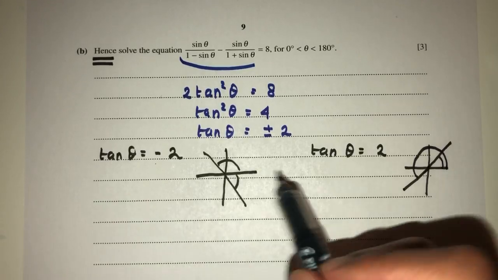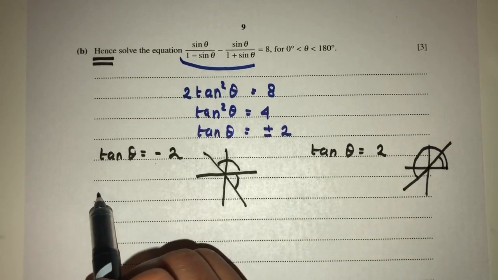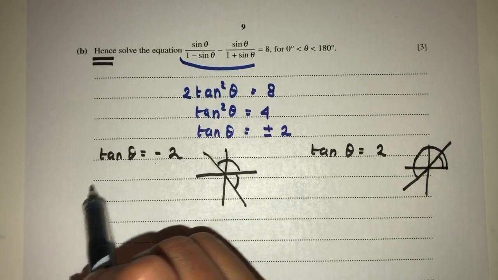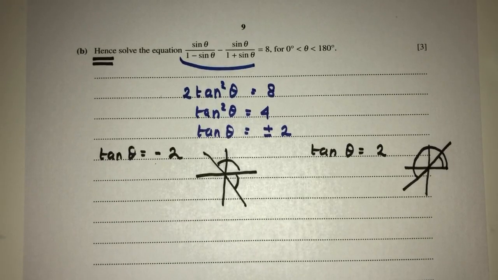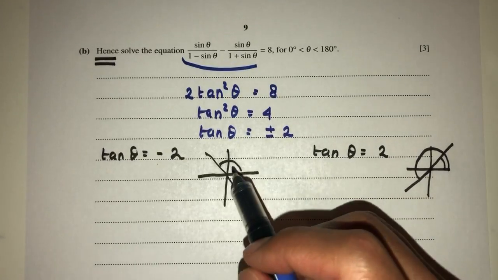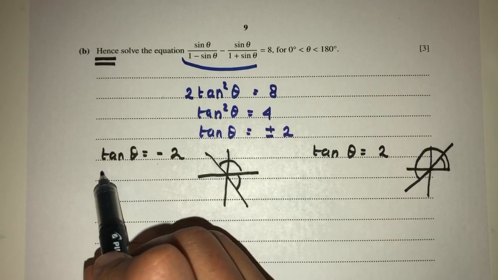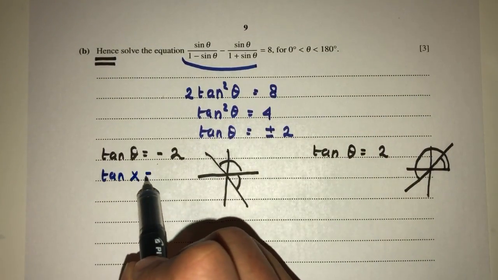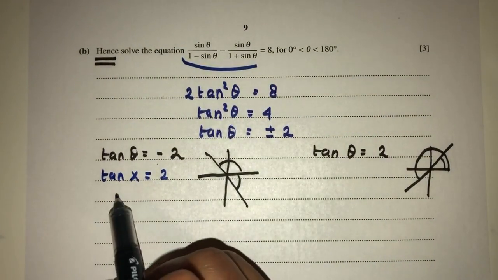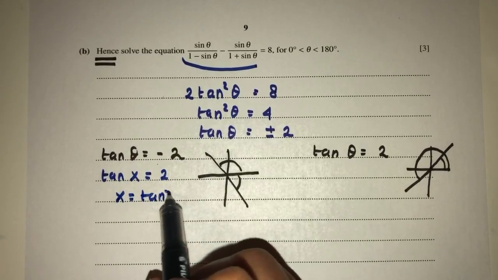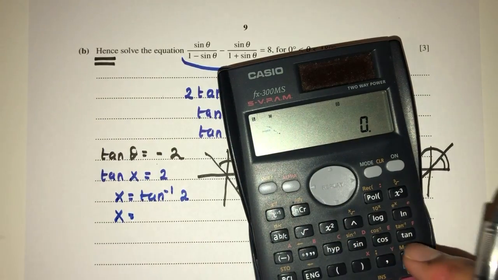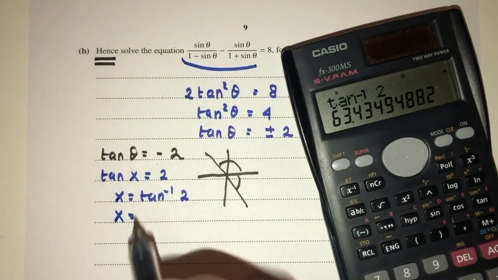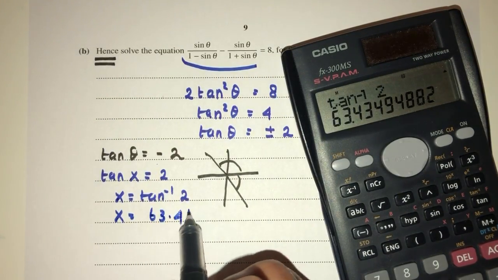So for this one, let's pretend we are finding the value of, let's take the positive value. It is not the answer, it is a trick that I use to find the answer. My trick is, I like to call the angle x. So I would say let tan x equal to 2. Let's find x first. X is tan inverse of 2. X will be 63.4 degrees.